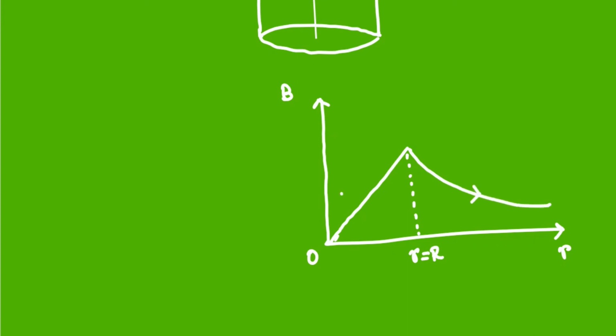And if we draw the variation of magnetic field induction with the distance, magnetic field induction is plotted along the y-axis and the distance is plotted along the x-axis. Magnetic field induction increases with the distance from the axis to the surface of the cylindrical conductor, and beyond the surface, magnetic field induction decreases. From axis to the surface, it is directly proportional to the distance, and beyond the surface of the cylindrical conductor, it is inversely proportional to the distance.